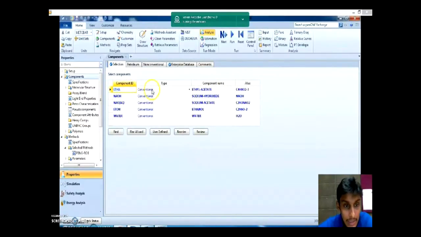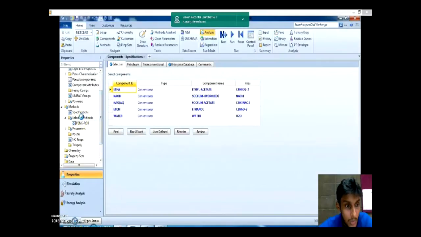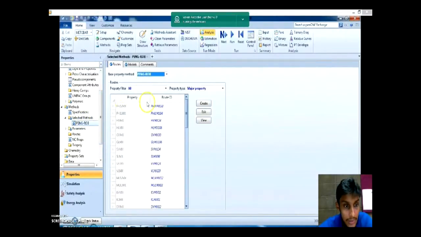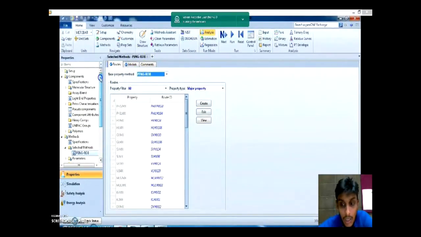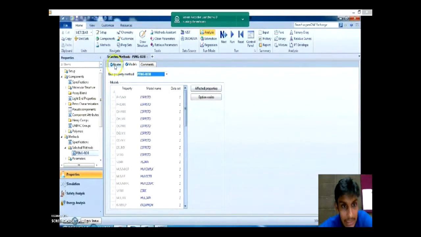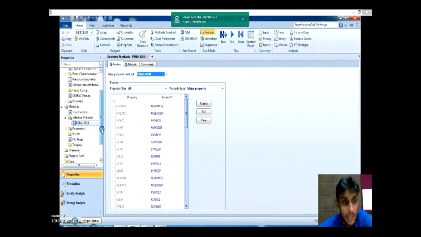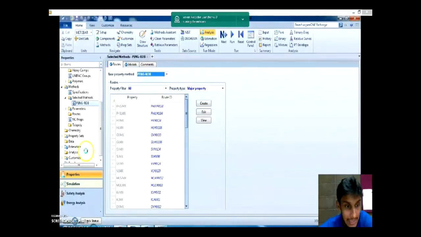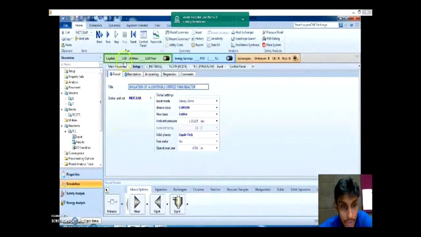First we insert the component ID by finding each component and inserting them, and doing some short prefixes. Moving on, we select the base property method, which is the Peng-Robinson method, because ideal does not work when we tried simulating with it. So we instead chose Peng-Robinson, which is a more suitable method to solve the CSTR model. Okay, we move on to the simulation.